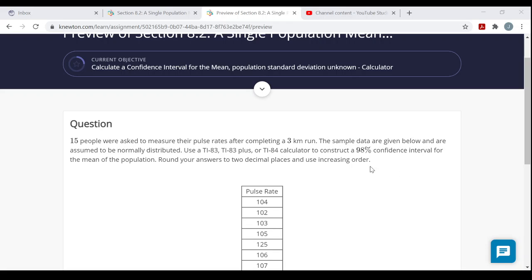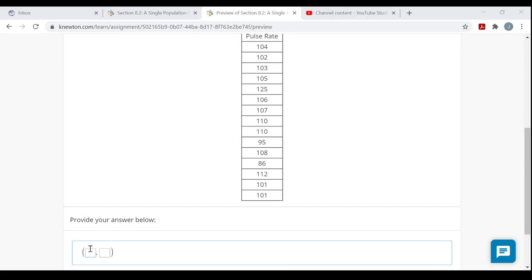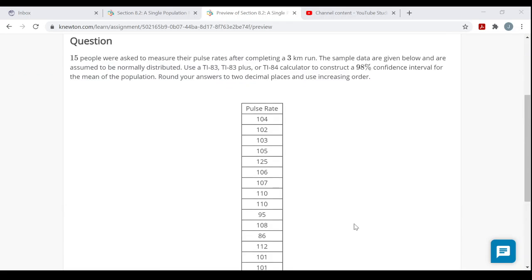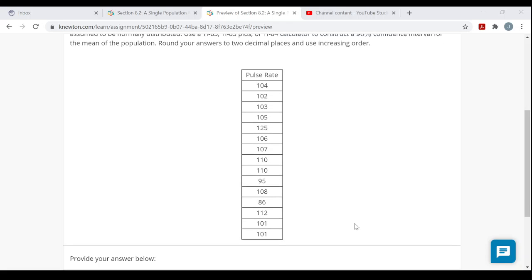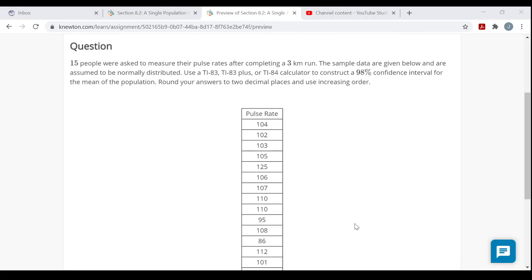And it says use a calculator, one of our TIs, 83 or 84, to construct a 98% confidence interval for the mean of the population. Round your answer to 2 decimal places and enter the low value and high value in order in your confidence interval there. So based on this sample of 15 runners, we're going to make a guess as to what the mean pulse rate after a run is for all runners, not just these 15.